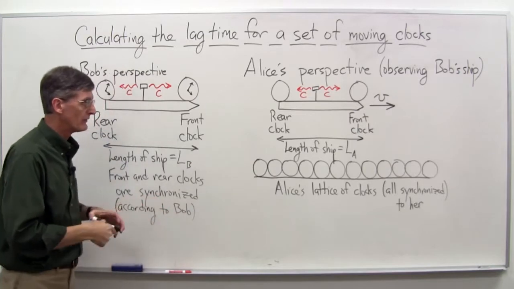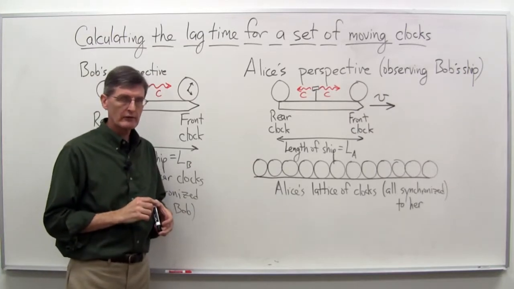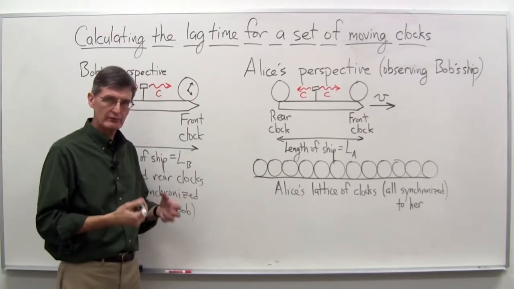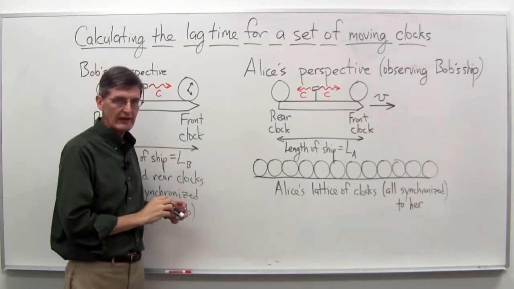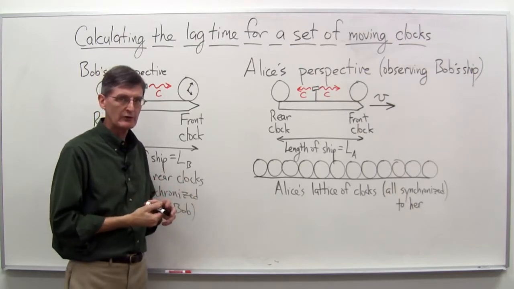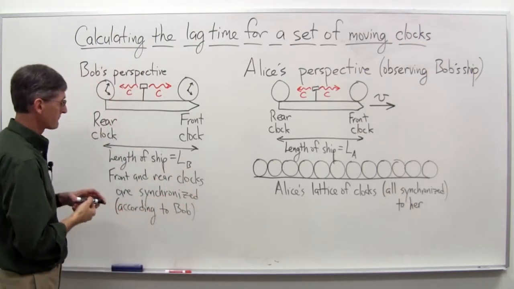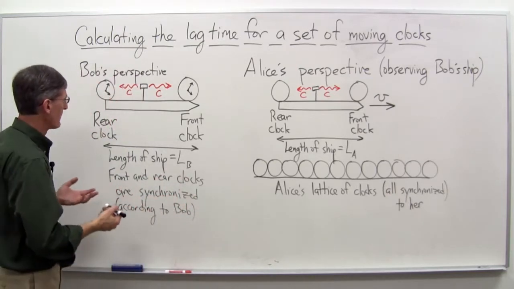We did the qualitative argument earlier in the course just to get the idea and the principle to remember that the front clock always lags. Now we want to find out exactly how much it lags by. So let's set up the situation here.